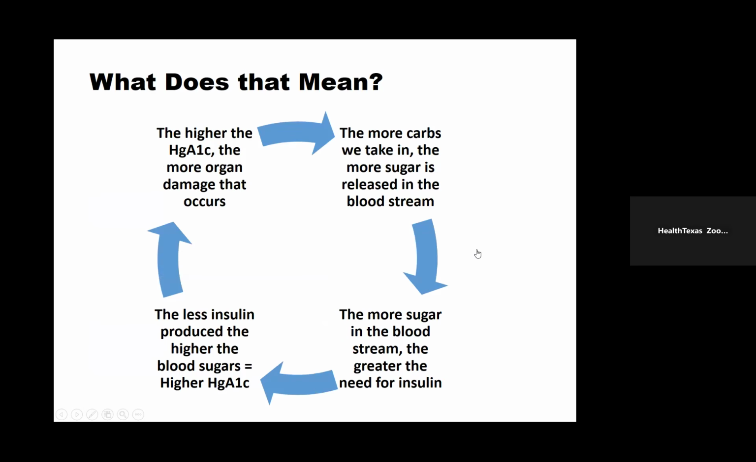So what does this mean? The more carbs we take in, the more sugar that's released in the bloodstream. The more sugar in the bloodstream, the greater the need for insulin. The less insulin we produce, the higher the blood sugars, therefore the higher the hemoglobin A1C. The higher the hemoglobin A1C, or sugars in the bloodstream, the more organ damage that occurs. And it becomes a vicious cycle.